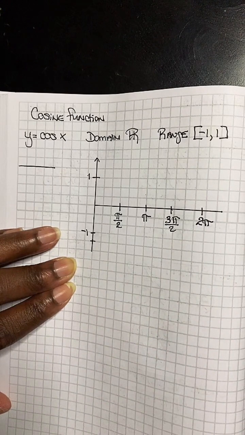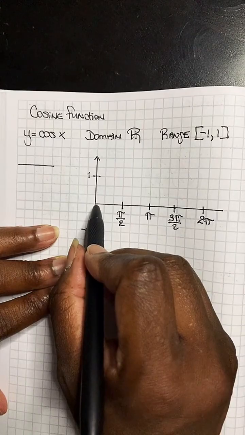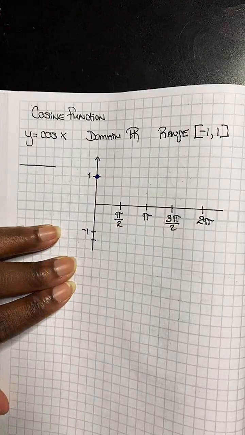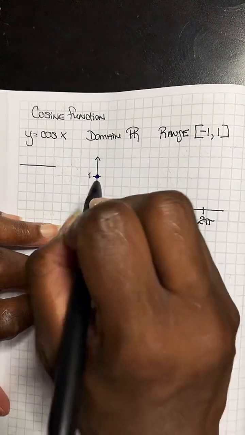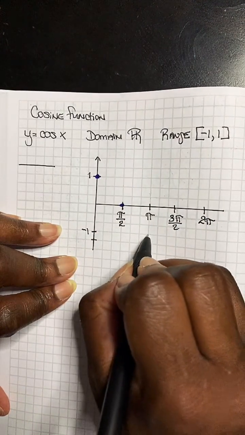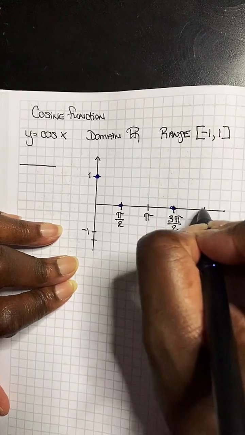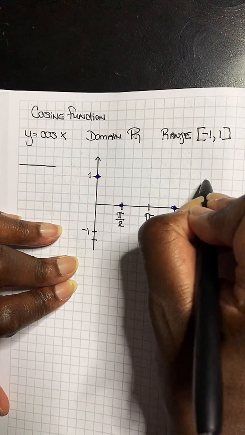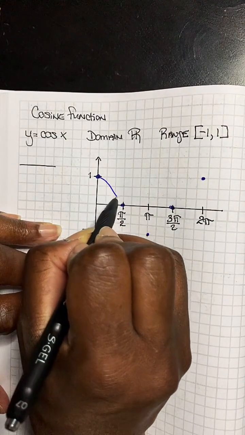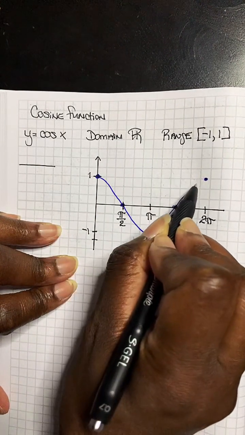Now, the difference with cosine, we're not going to start at the origin. So we're not flicking the rug from our belly button. We're starting from our chest. So we go down. At pi, we're going to be at negative 1. 3 pi over 2 back to 0. 2 pi at 1. So cosine looks something like this.